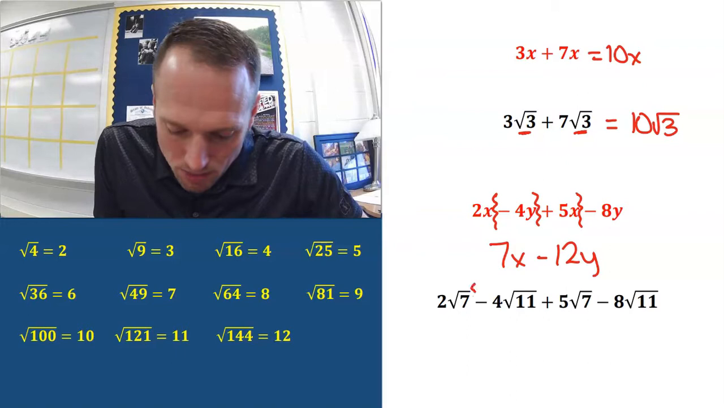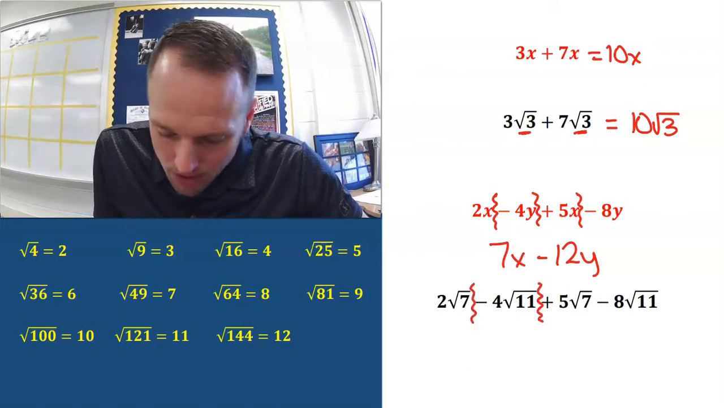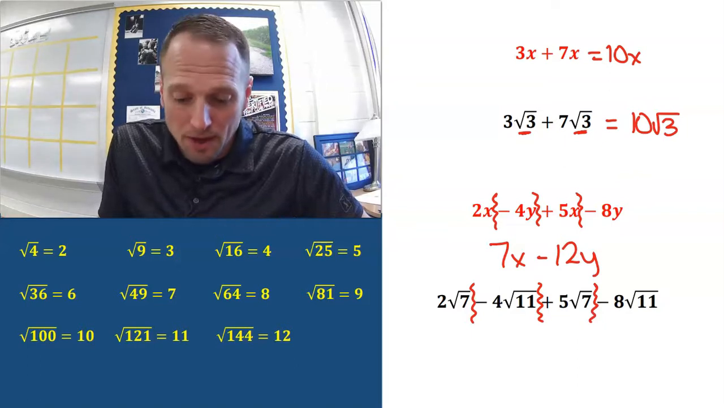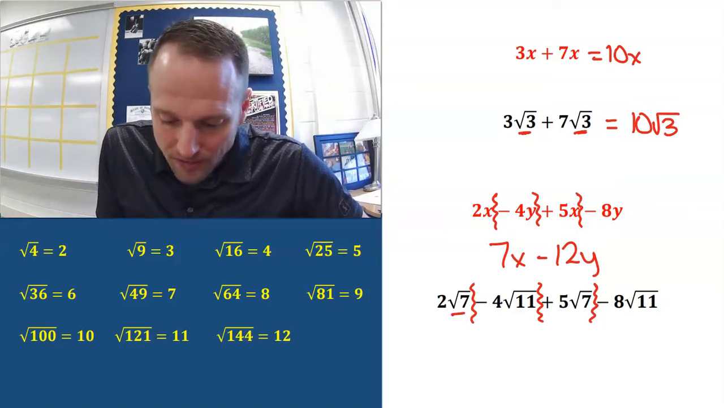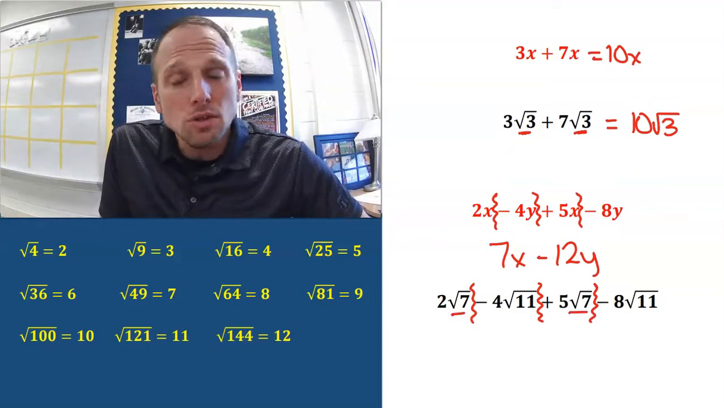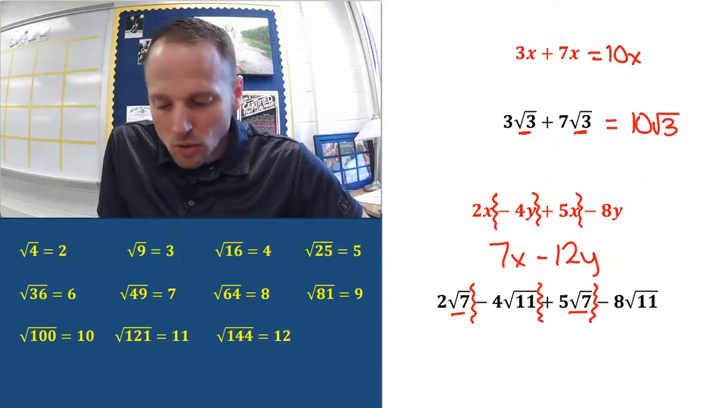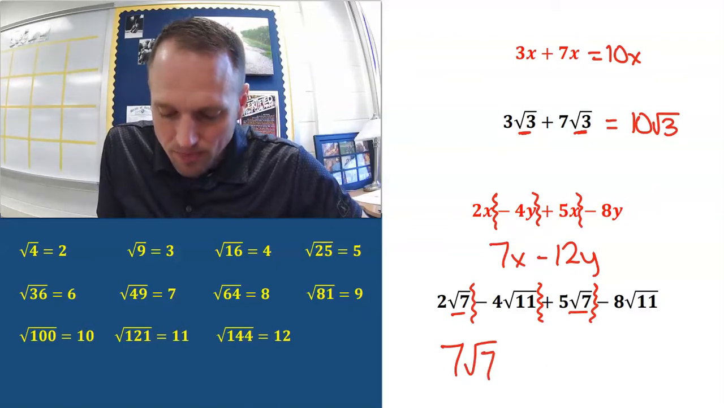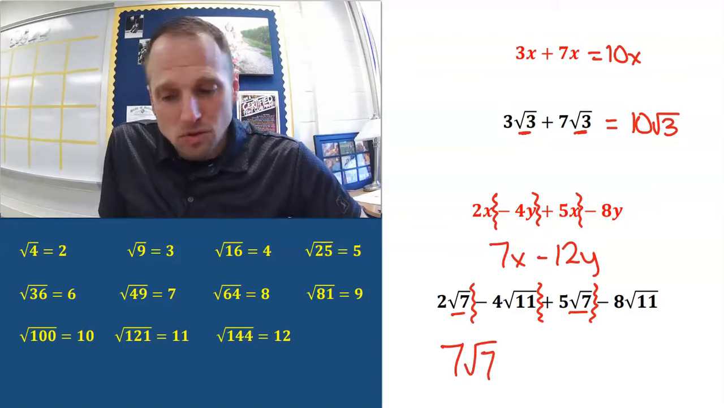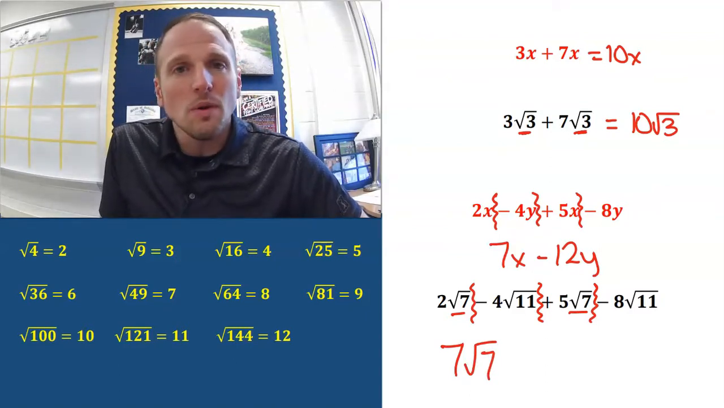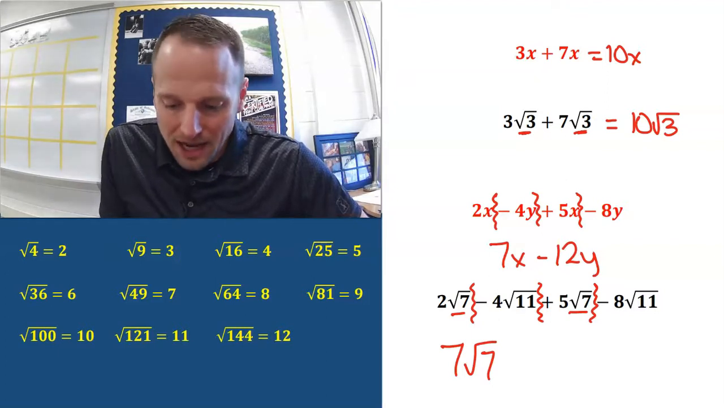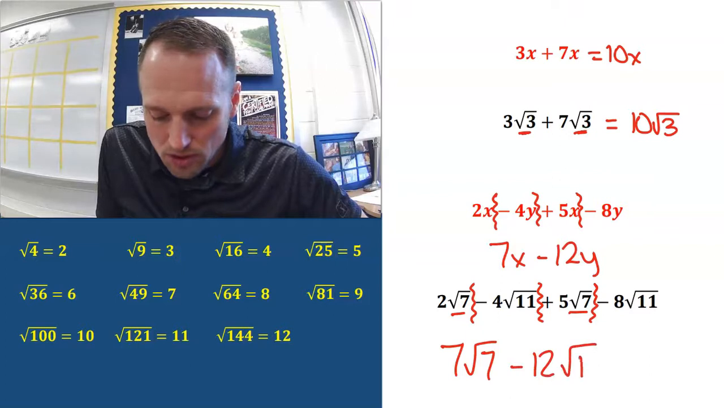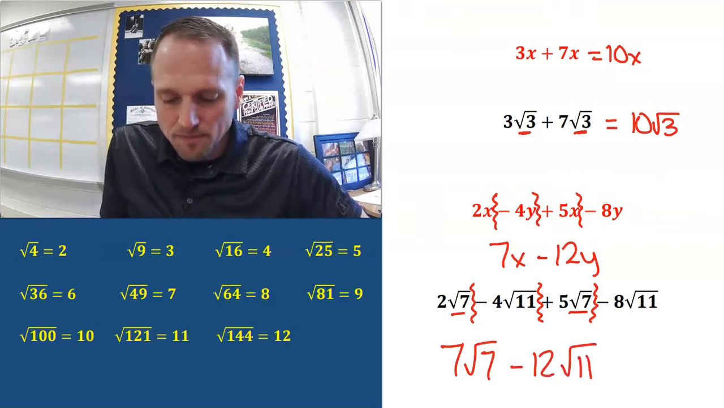Let's look at the next problem. This next problem is going to be basically the exact same as the problem we just did just up above. You see, I have a root 7 and a root 7. Those are like terms. I can combine those. So 2 root 7 plus 5 root 7 is just going to be 7 root 7. And then my root 11s, those are like terms. I can combine those as well. -4 root 11 minus 8 root 11. That's going to be -12 root 11.